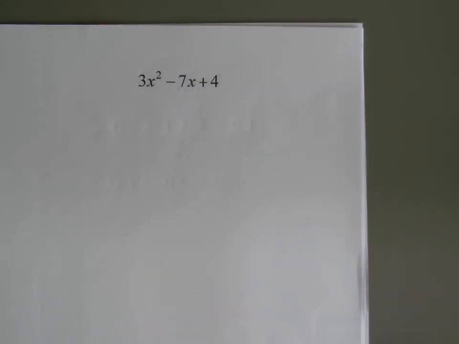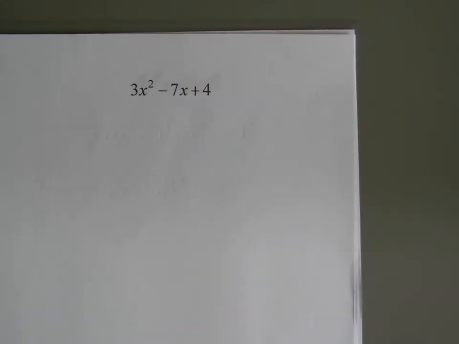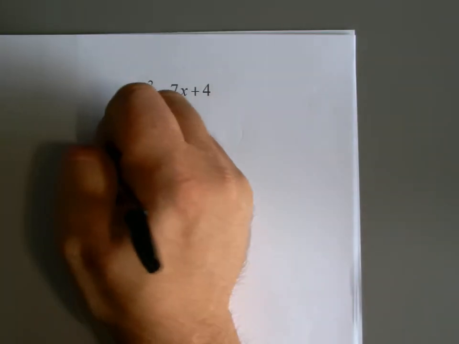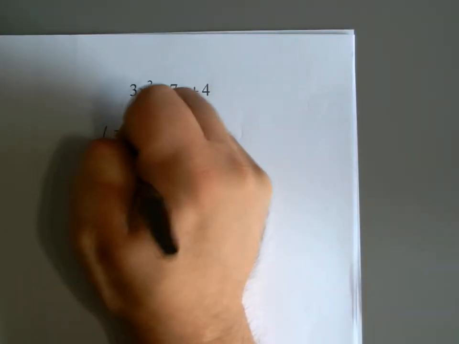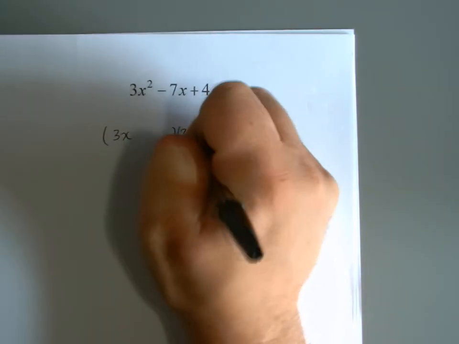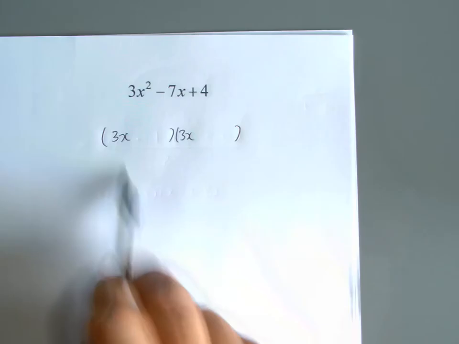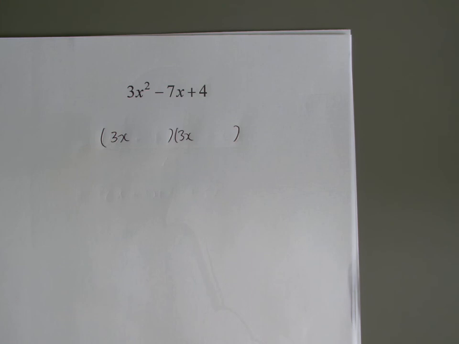Okay, let's look at another one then. So in this case, we've got 3 in front of that x squared. So again, I start off with my pair of brackets, but this time I'm going to put 3x in both brackets. And again, you multiply them out, you're going to get 9x squared, but this magic method will deal with it. We'll deal with it later.